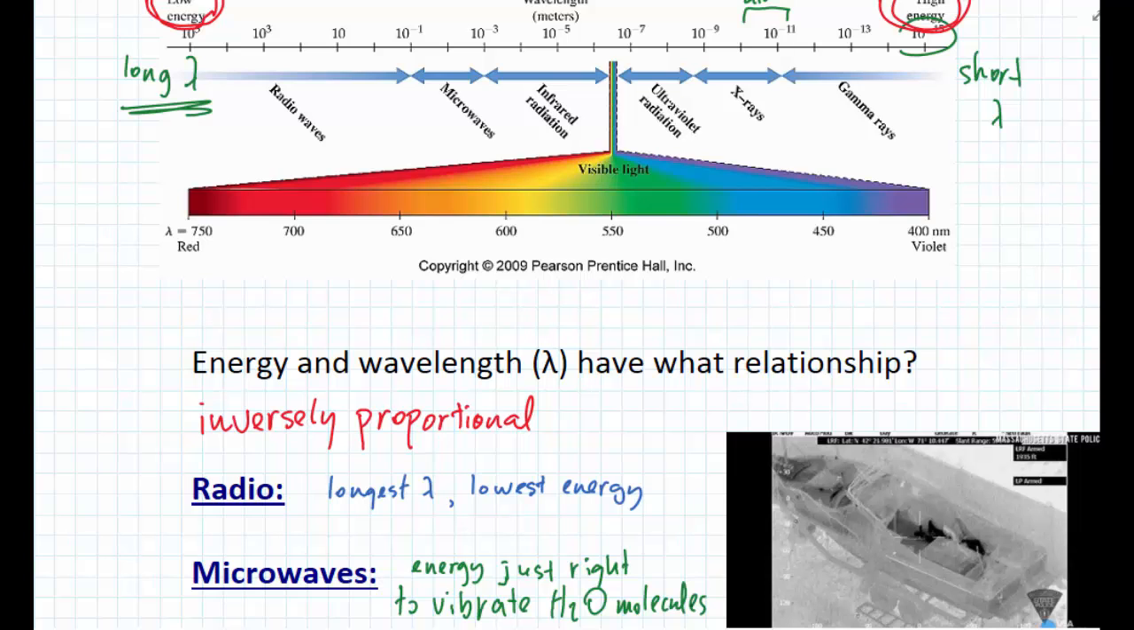So that's why microwaves will heat up water, but will not heat up just paper or something like that, or if something is totally dry, the microwave won't work well. Okay? It's really just getting the water molecules moving faster, which is a higher temperature. Okay?